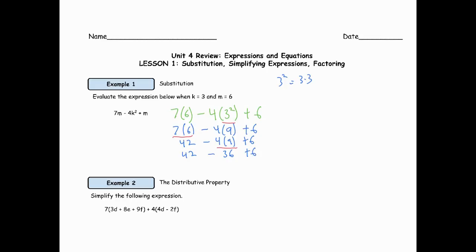So now we have left subtraction and addition. Remember, subtraction and addition are the same step of PEMDAS. They're just evaluated from left to right. So we're going to subtract first. 42 minus 36, which is 6, plus 6, which gives us our final answer of 12.